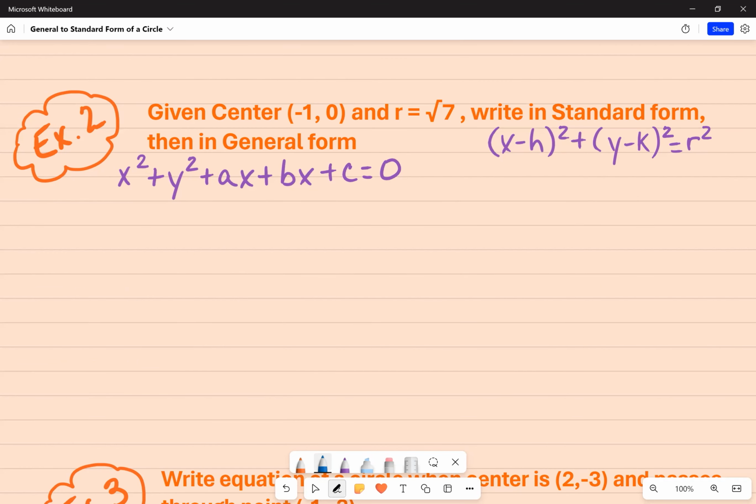Okay, so for example 2, we are given that the center is negative 1, 0, and that the radius is square root of 7. We're asked to write it in both standard form as well as general form. So I went ahead and, as a reminder, put what each form looks like.